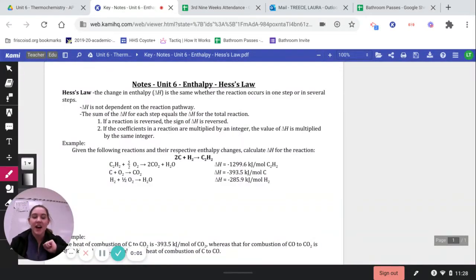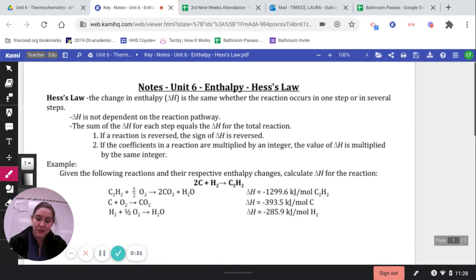All right, hi guys. So today we're going to go over the third way to calculate enthalpy, which is Hess's law. I really like Hess's law because it's kind of like a puzzle. And so if you like puzzles, you'll probably like Hess's law. You'll definitely want a calculator today. That's probably pretty much it. All right, so let's get started.